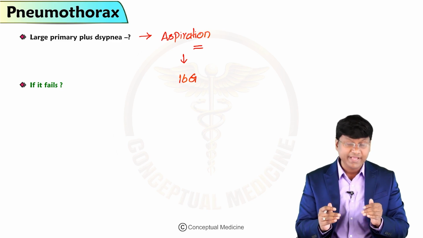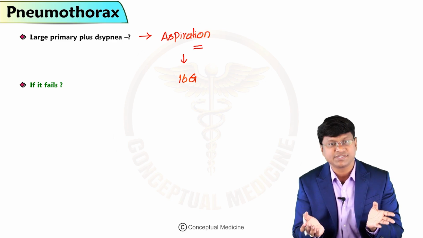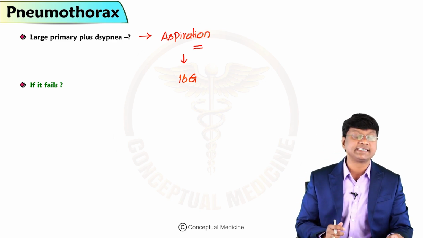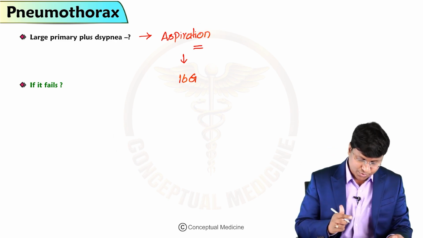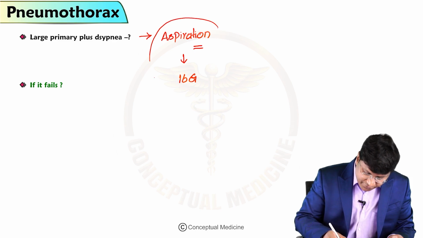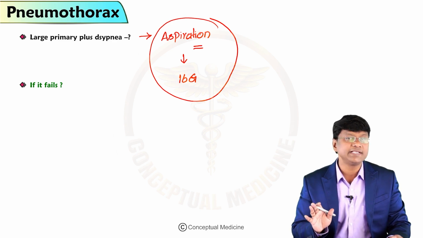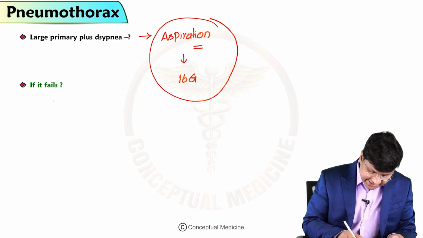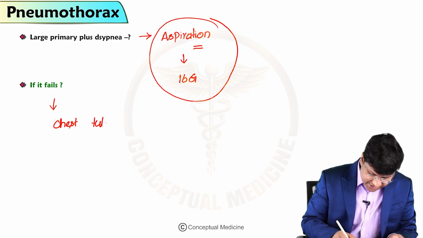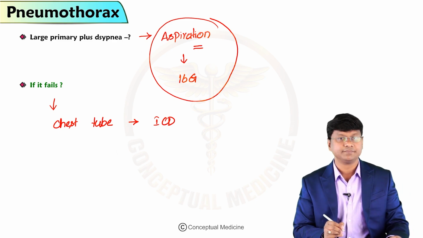Whenever you do aspiration, there should be the release of air from the pleural space and the pneumothorax should subside. Suppose the aspiration with a wide bore needle fails, then what do you need to do? That is the point when you need to insert the chest tube, which we call an ICD, that is, an intercostal drain.